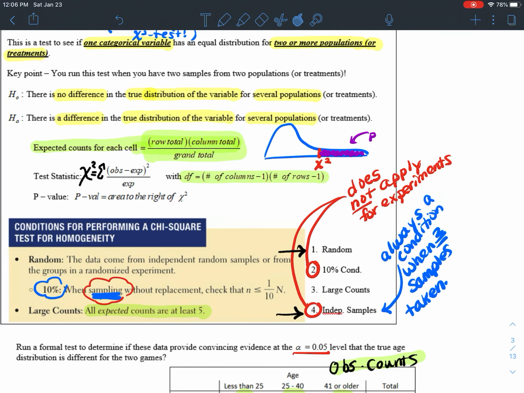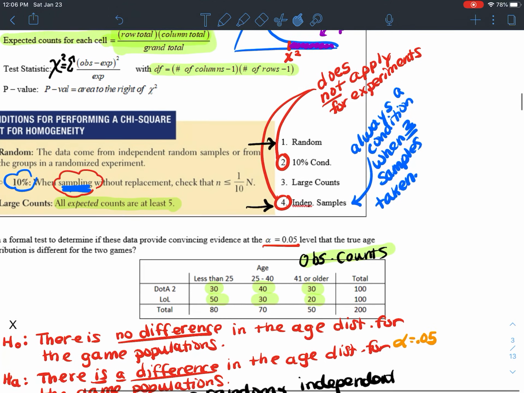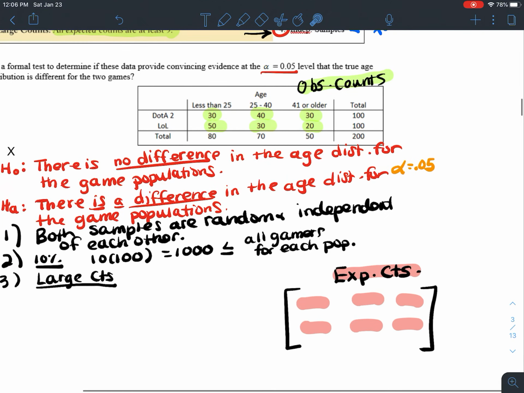So I'm just going to walk you through a couple of those cells and then we'll fill them all in together. Let's get the expected count for this spot right here, those who are less than 25, age range for dot A2. I'm going to take the row total, which is 100, times the column total, which is 80, and divide that by the grand total, which is 200. On the calculator, and you don't need to show this work on your paper at all, or on the AP test, this is what you'd be typing into the calculator.